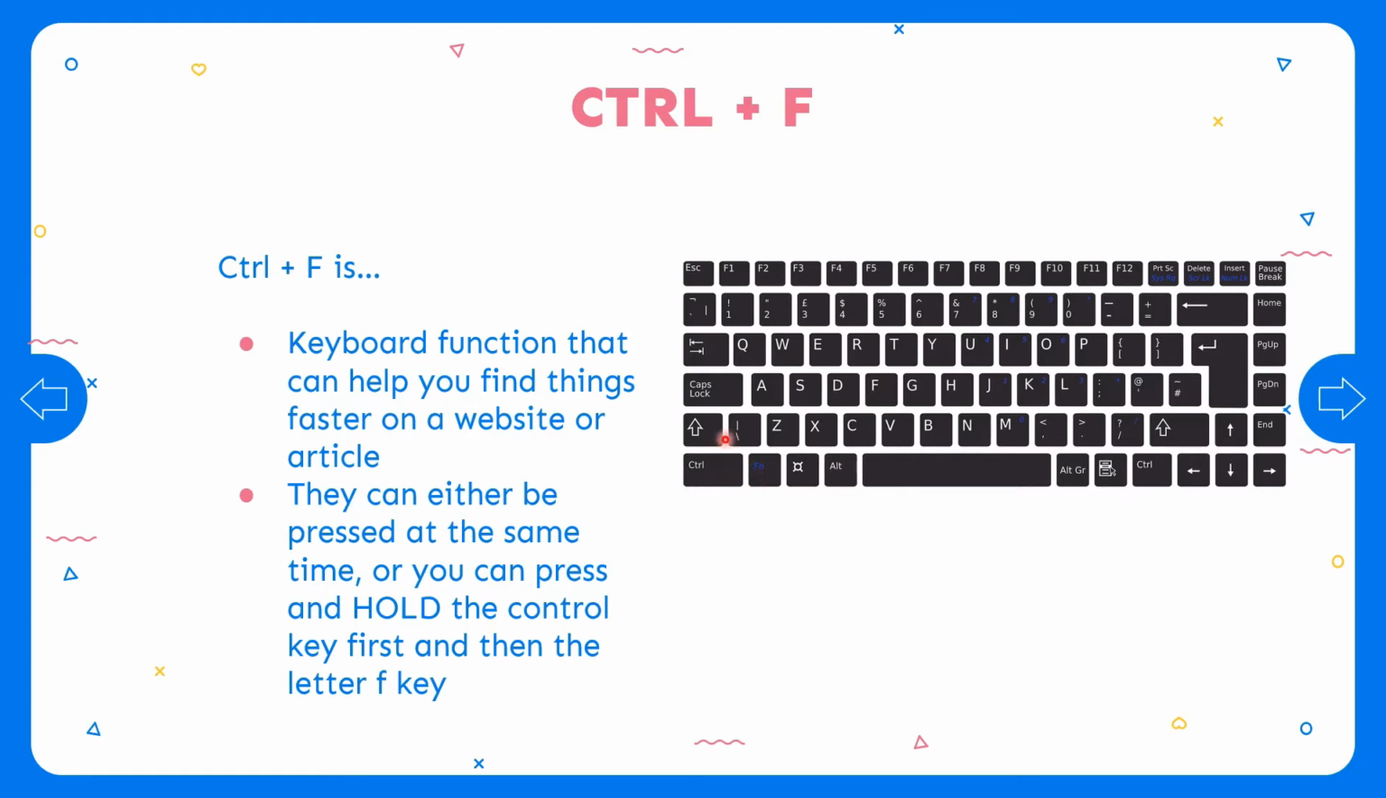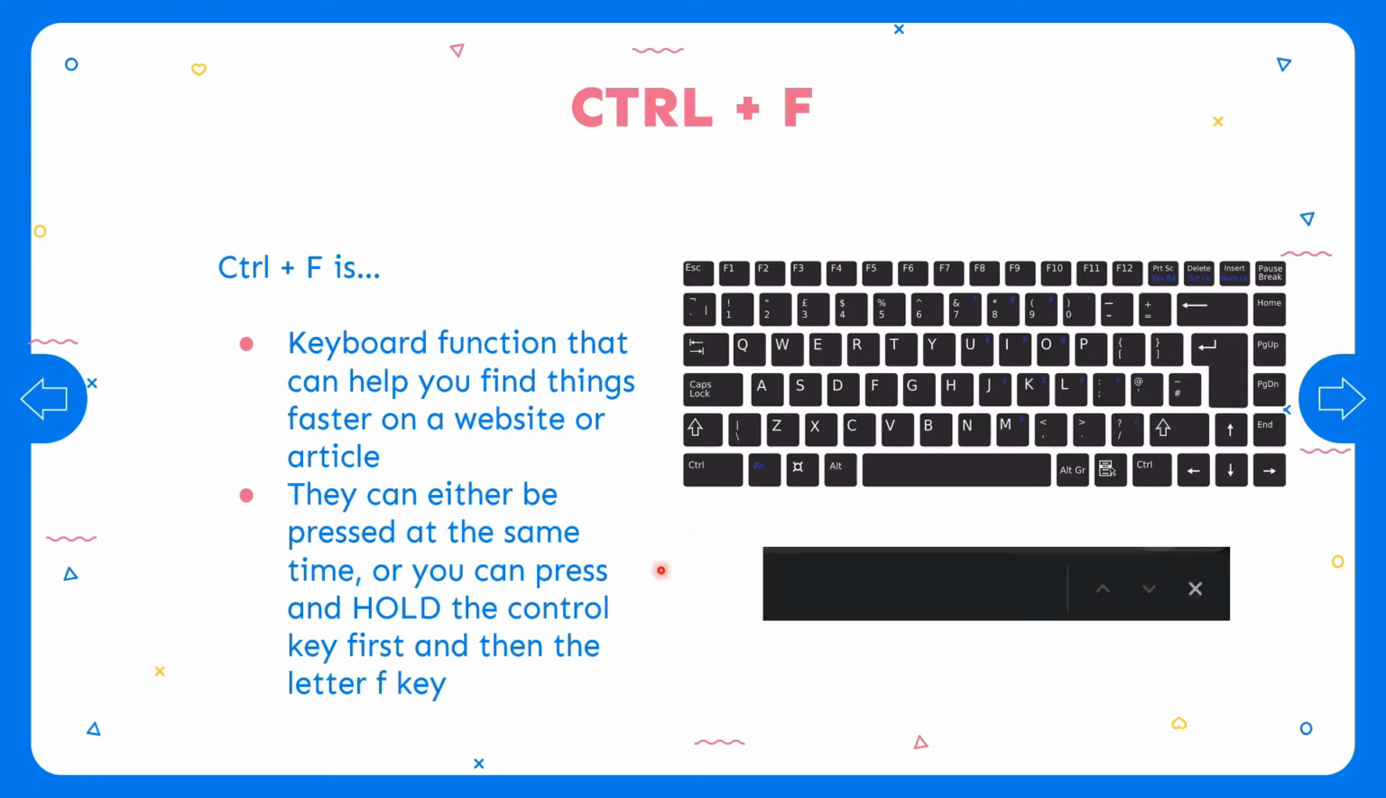So here's the Control button, and here's the letter F key. So what you're going to want to do is, if you're trying to find something on a website, you're going to press and hold down the Control key. Don't let go. And while you're holding on to this key, you're going to press the letter F key. And when you do, this thing comes up. And this is another search bar. And when you type in words in the search bar, it will find those words on the website for you. And it will highlight them for you as well. It's a pretty fun trick once you get the hang of it.